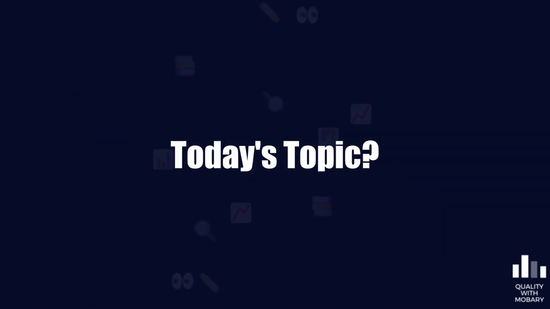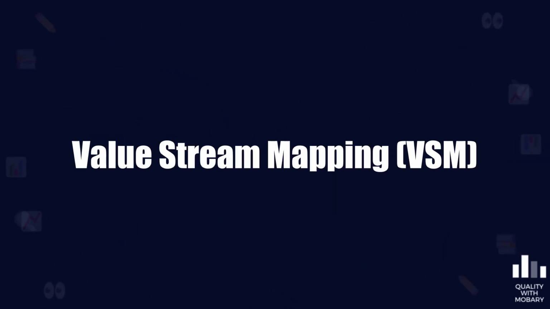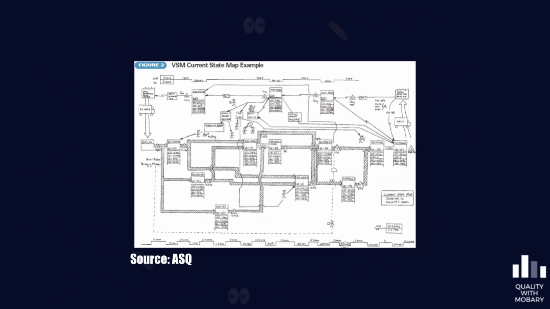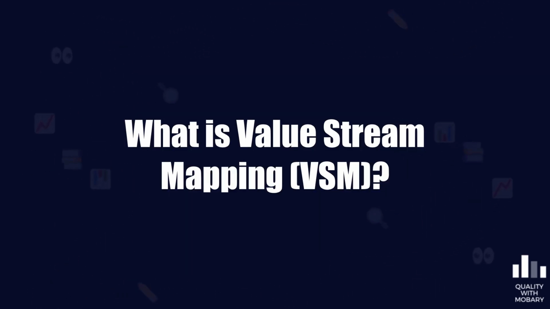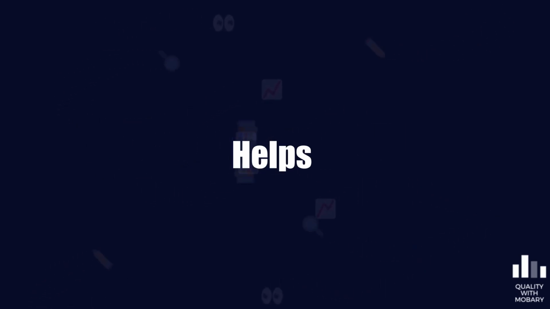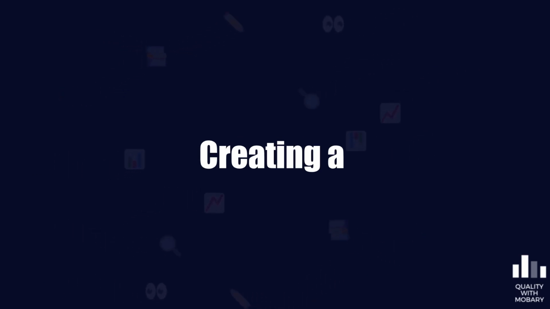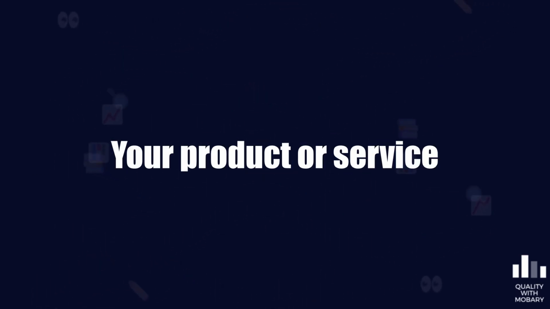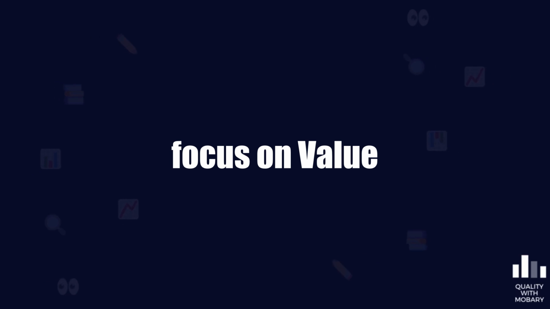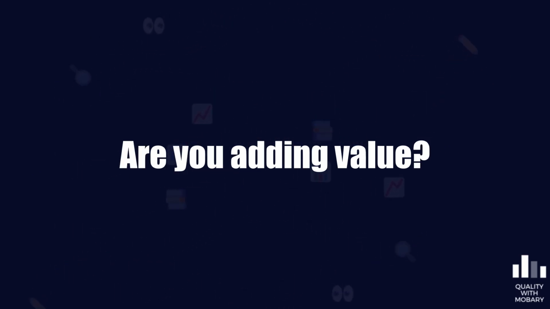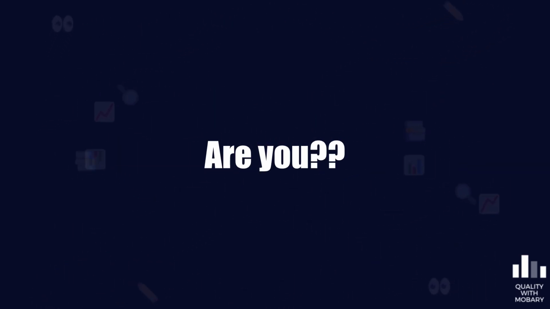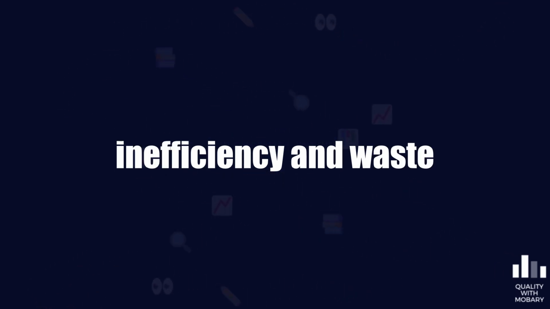Today we're diving into an essential tool for process improvement, which is value stream mapping, or VSM for short. So you might be wondering, what is value stream mapping? It's a visual tool that helps organizations see their entire process from start to finish. It's like creating a map for all the steps your product or service goes through, right from the supplier to the customer. But here's the twist: VSM doesn't just show you the steps, it highlights where you're adding value and, more importantly, where you're not. This makes it an excellent tool for identifying inefficiencies and waste in your process.